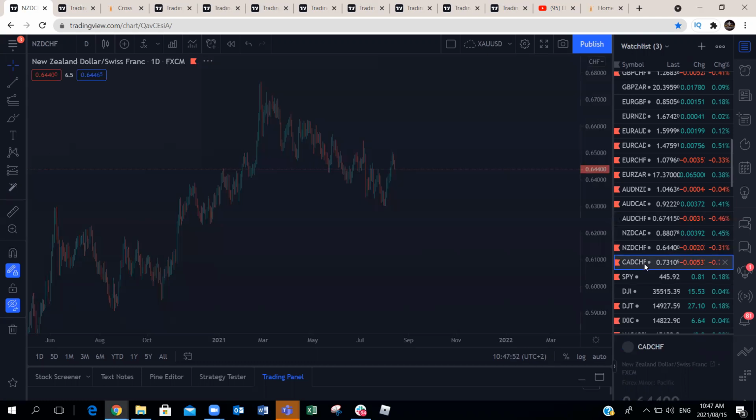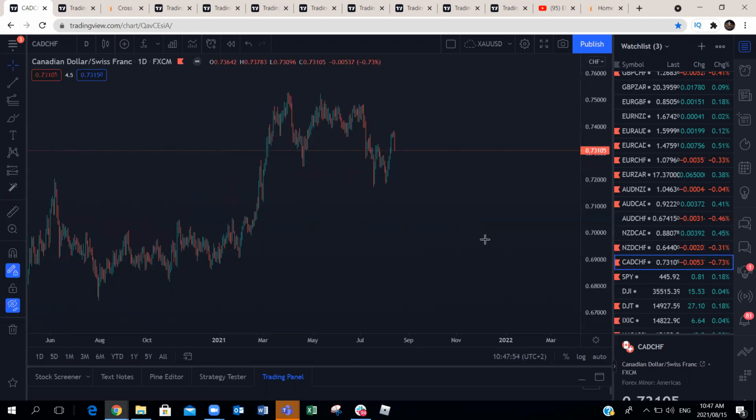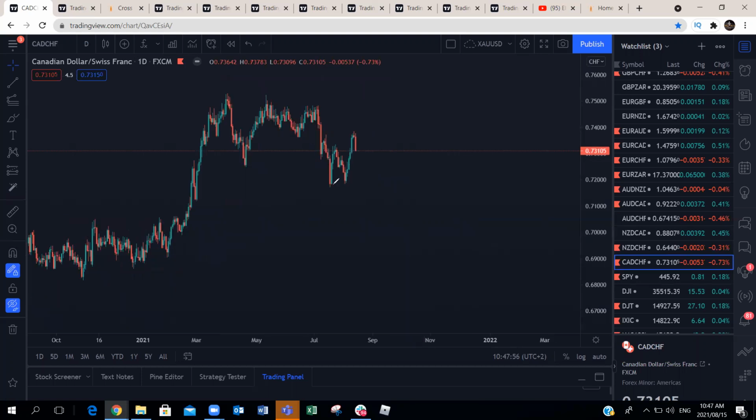CAD/CHF, similarly, also has made a three-wave structure here, 1, 2, 3. So we'll expect this one to at least make one more move to the downside before any push to the upside. Right, so that's what we have. As you can see, all the currencies that have got the CHF in them are bearish. That is the CHF as the quoted currency.